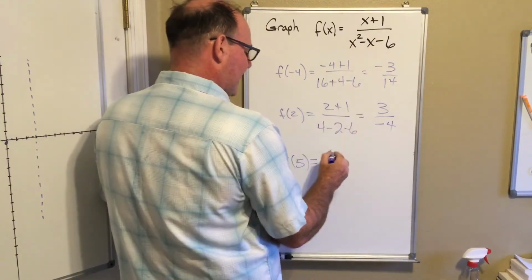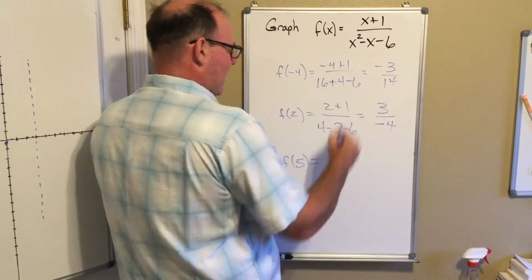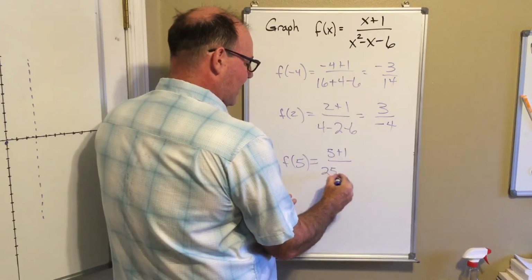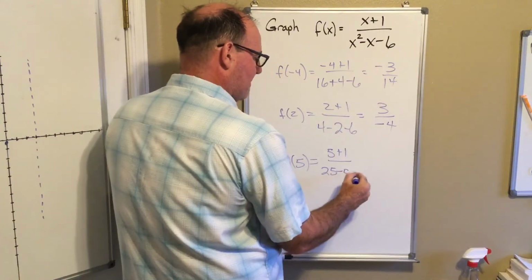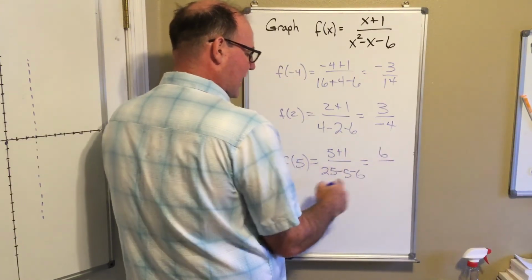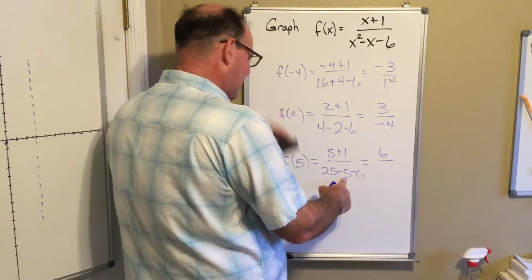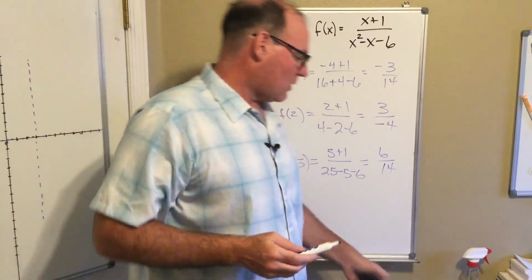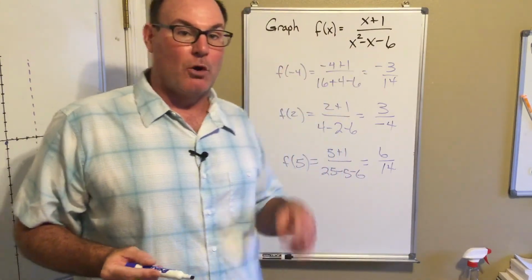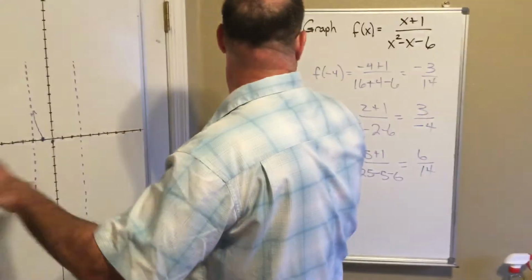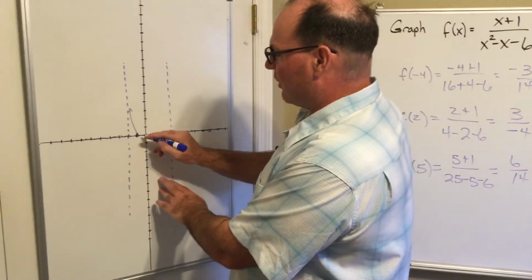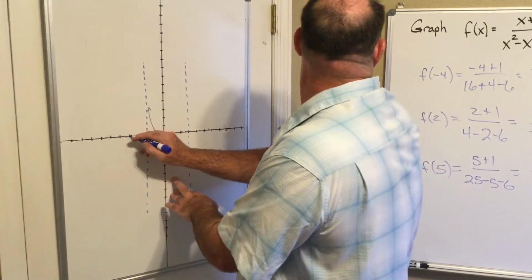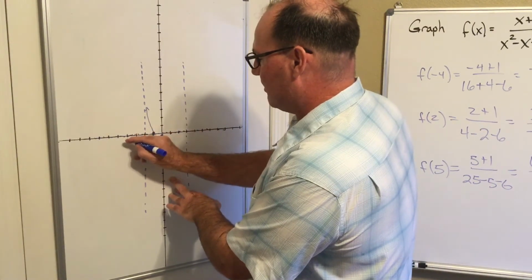And then in the top, I have 5 plus 1. In the bottom, 5 squared is 25, minus 5, minus 6. So I have 6 in the top. 25 minus 5 is 20. Minus 6 is 14. So here we go, finishing up this problem. We're almost done. Over here, when I put in negative 4, I got negative 3 over 14, so just a little bit below.